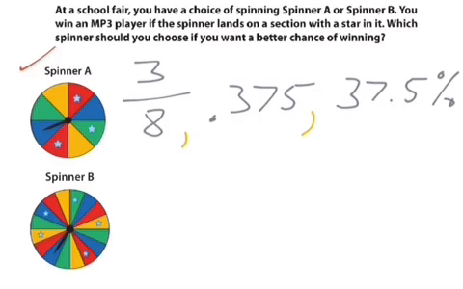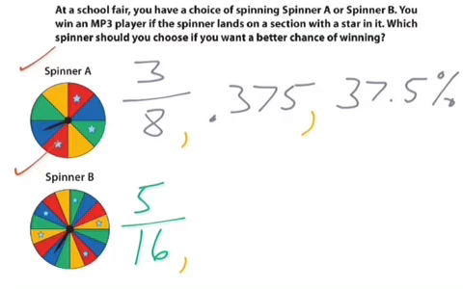So we've done that with spinner A. Let's try spinner B. So spinner B, got to count up all these smaller places. It doesn't have 8. It has more than that. If you count up all of these places, they're kind of tiny. Got to look closely. It actually has double the amount of landing spaces. It has 16. And it has 5 stars that we could land on. So you basically have a 5 out of 16 chance of landing on a star here and winning that MP3 player. So now we need to compare these.